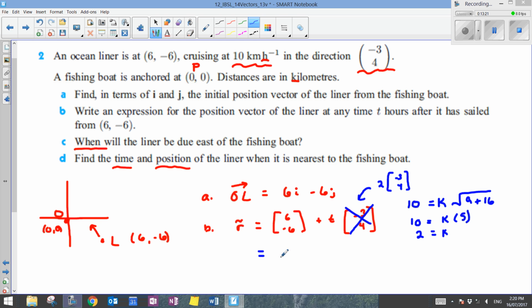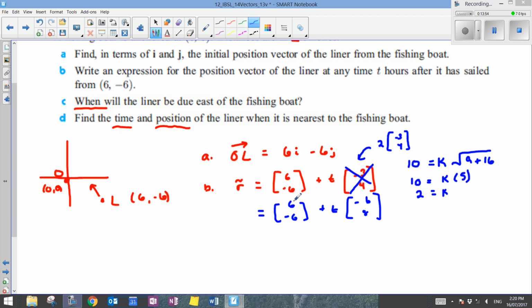So my position vector, I'll actually go from (6, -6) plus t times (-6, 8), okay? Because that takes into account the speed I'm moving at and the direction that I'm moving in. So those two together give me the velocity vector of (-6, 8). So write an expression for the position vector of the liner at any time t after it has sailed. Here's my expression for the position vector of the liner.